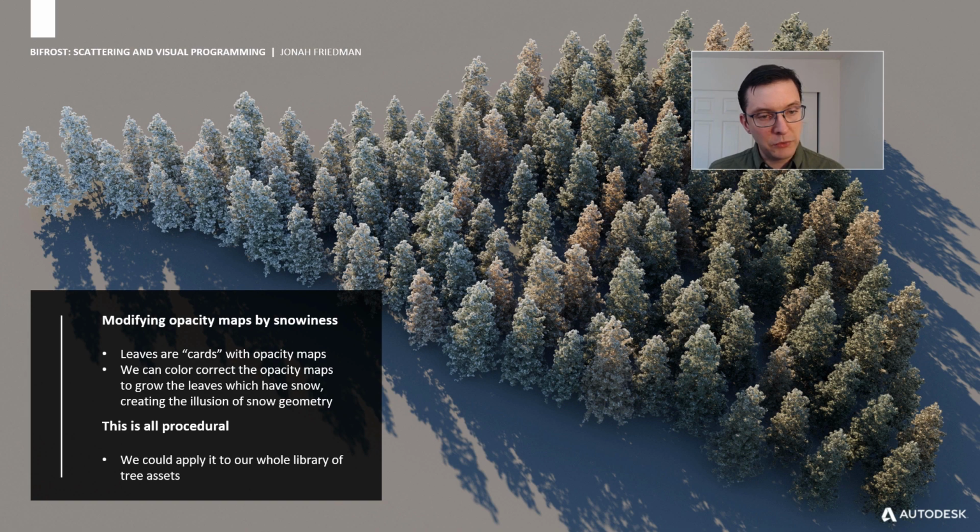And another thing worth pointing out is this is all procedural. So I have a library of tree assets. I can put a library of tree assets through this and do this to every one of them and have all of them respond to the deadness and snow settings in the same way.